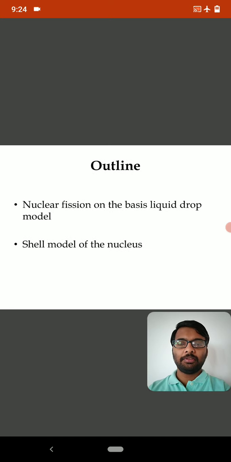In this session we will discuss one of the nuclear reaction processes called nuclear fission on the basis of the liquid drop model. In our earlier discussions we studied the liquid drop model and the explanation of stability using the binding energy property, which is again based on this model. Using the same model we will try to understand what nuclear fission is.